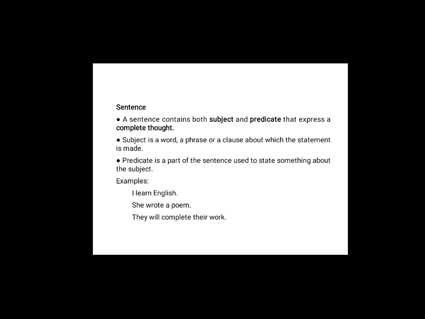We'll try to understand the sentence by some examples. See the first one, I learn English. In this example, I is the subject and learn English is the predicate. I is the thing about which something is spoken, so it is the topic of discussion. And learn English is the additional information given about the subject I, so it is predicate.